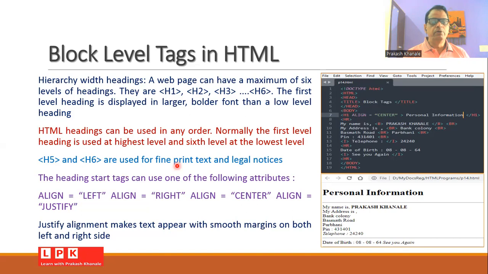It is possible to use the alignment attribute with headings, such as align is equal to left, align is equal to right, align is equal to center, or align is equal to justify. Justify alignment will make the text appear with smooth margins on both the left and right side. This is a simple code where we have made use of H1, we have made use of HR, and then we have displayed different information in normal font also. One can easily observe that the information will be displayed in the web browser or on your computer screen in this form.